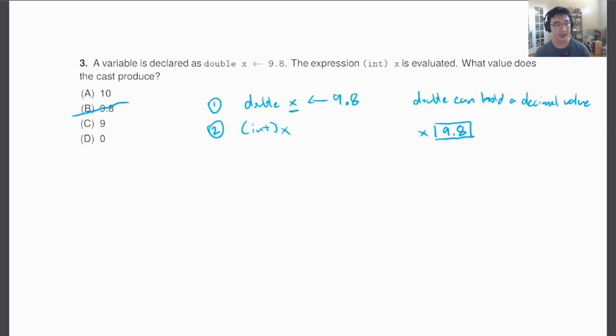Now we're left with three other ones, 10, 9, and 0. So what does this casting actually do? Well, you can think of casting as chopping off the decimal. So if we have 9.8, then we chop off at the decimal and we get rid of everything to the right-hand side. And that is my casted value of 9.8, which leaves me 9.